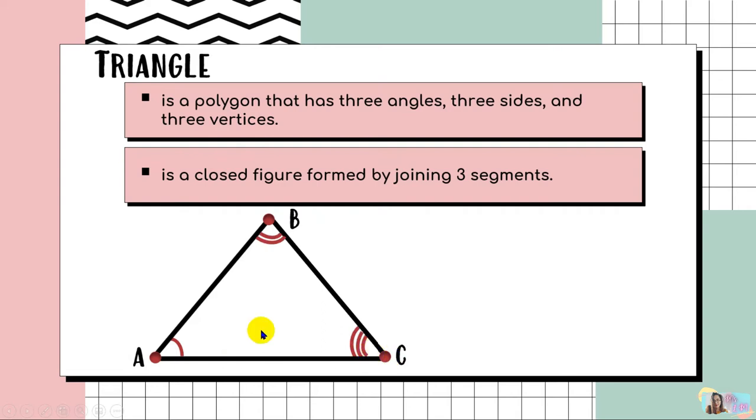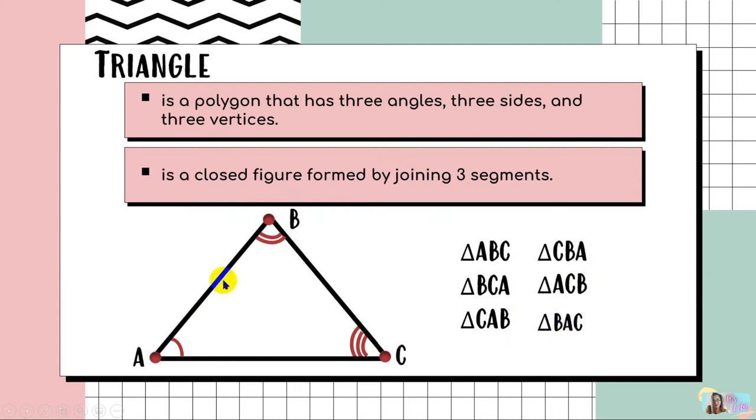Then, we have the angles. So, angle A, angle B, angle C, wherein we have these markings. I hope you are familiar with these markings, because this symbolizes that we have three different angles here. Since we have point A, point B, point C as the vertices, we can name this triangle as triangle ABC, triangle BCA, or triangle CAB. Or we can also reverse them, and we will have CBA, ACB, BCA. So, they are all the same, okay? The important thing here is that we have the symbol of the triangle in front. Using the three vertices from the triangle, we can name our triangle, okay?